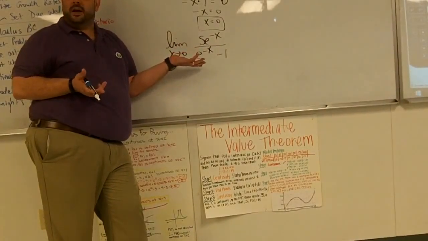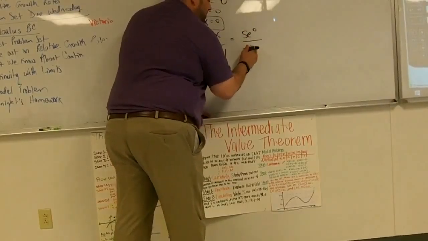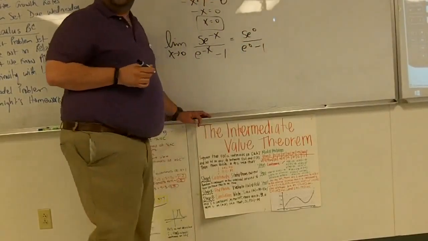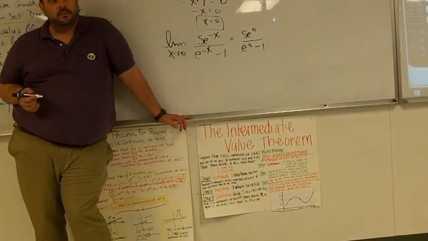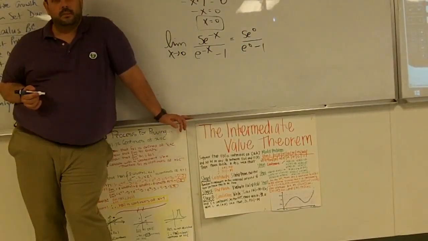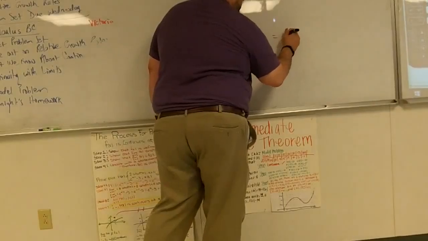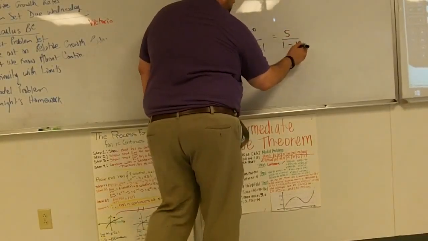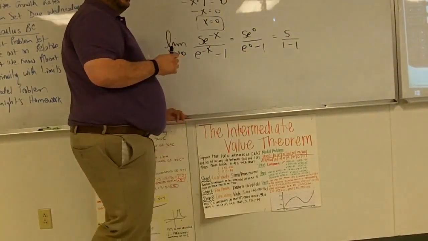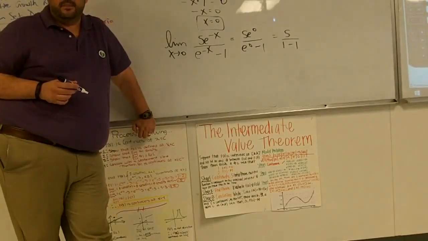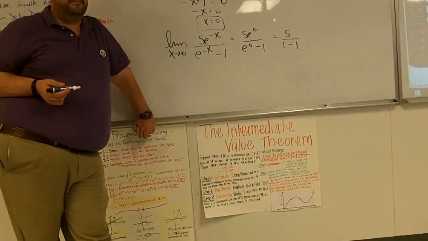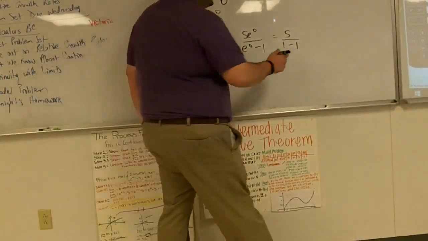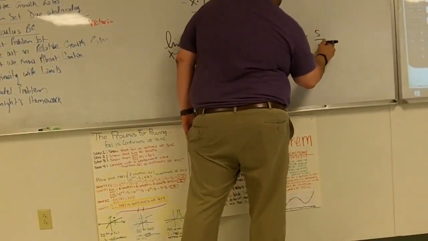You're going to plug it in. Is it okay to plug in 0? Yes. Now, if I do that, I'm going to get 5e to the 0 over e to the 0 minus 1. I get 5 over 1 minus 1. Anybody see a problem? Alejandro, what's the problem? A number divided by 0.